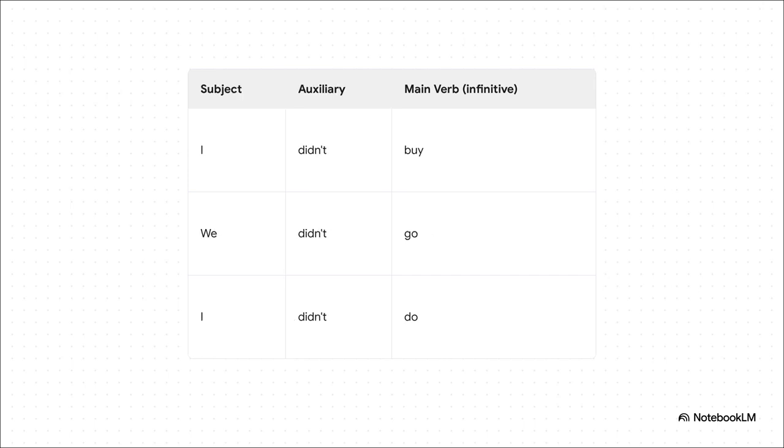And guess what? It's the exact same logic for negative sentences. We use didn't, and once again, the main verb just relaxes and stays in its original form. I didn't buy anything. You wouldn't say I didn't bought. Or we didn't go, not we didn't went. So the key thing to remember is this. After did or didn't, the main verb is always the simple original version.